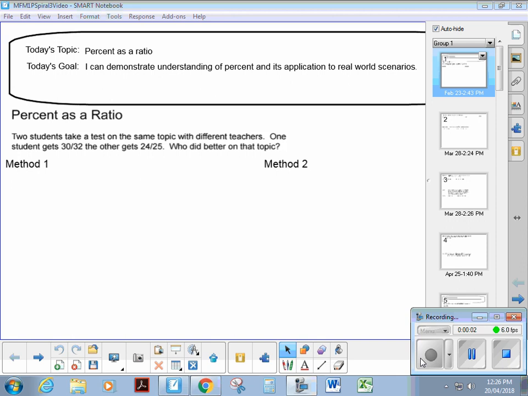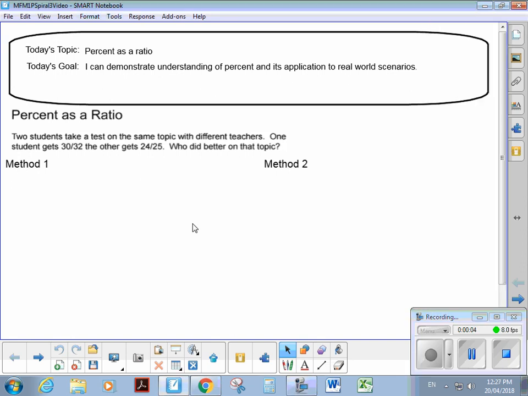All right, welcome to Spiral 3, and this is the first lesson in Spiral 3. Today's topic is percent as a ratio, and the goal is that I want you to be able to understand percent and its application in real-world scenarios.